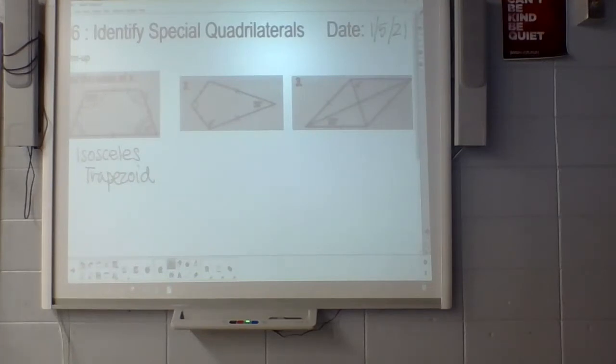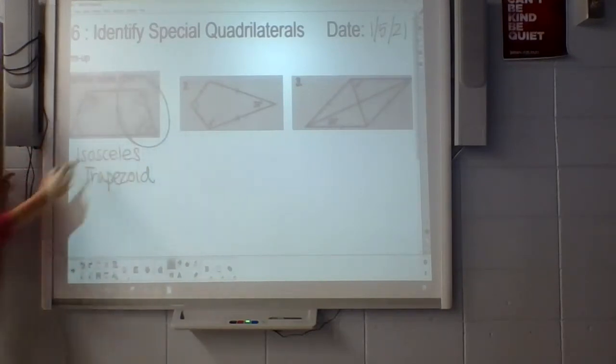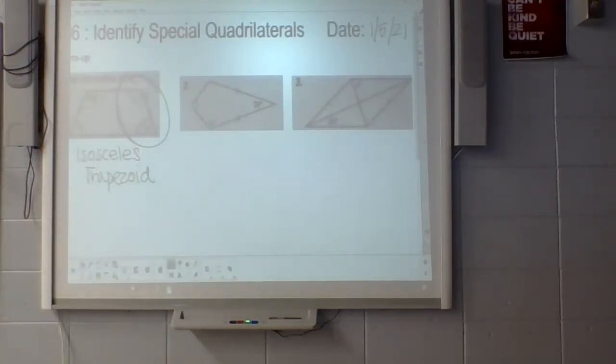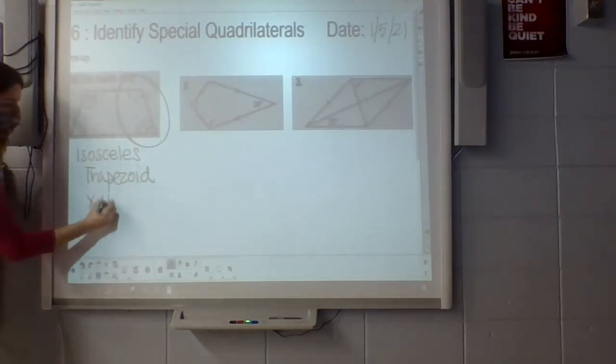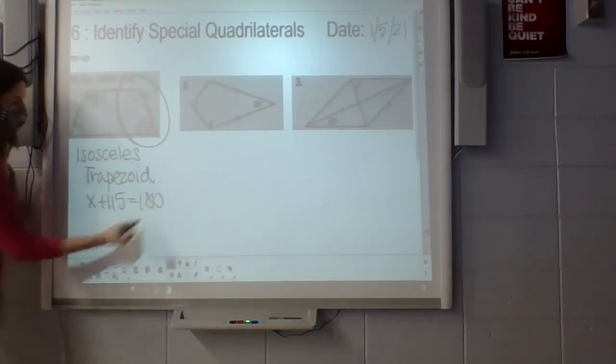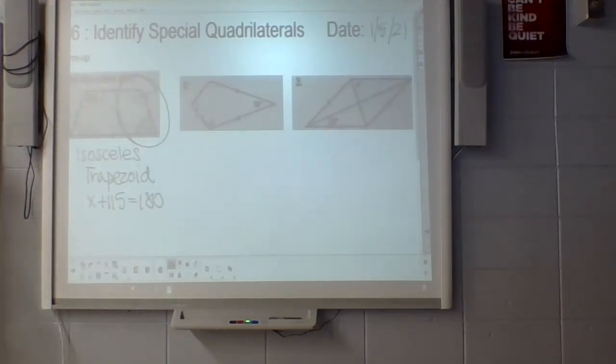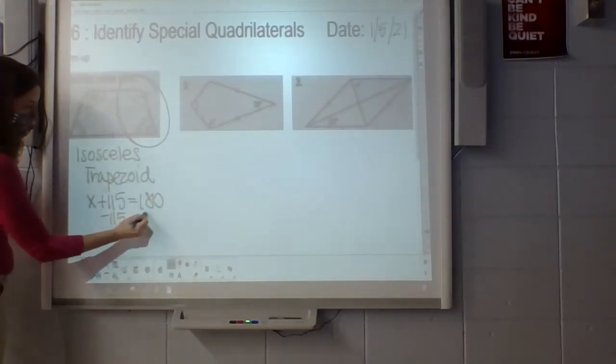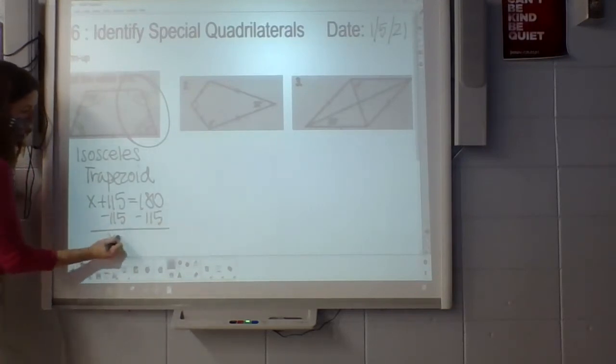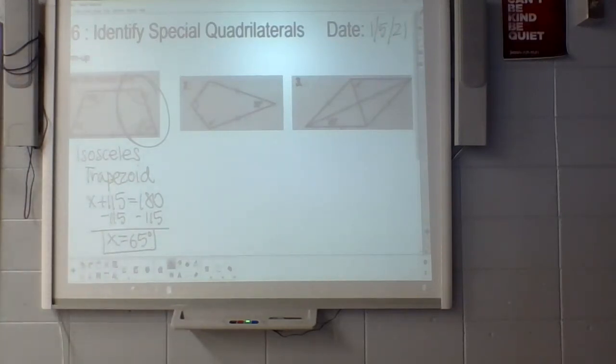So there's a couple of different ways you could do this. You could use the fact that you know they add up to 360 total, and then we have some equal angles here. But what do we know about these two? They equal 180. Those are supplementary angles because of those parallel lines. So x and 115 should equal 180. And obviously you probably don't need this much work, a lot of you. And then you move that 115 over. And we get 65. So 65 degrees for x.